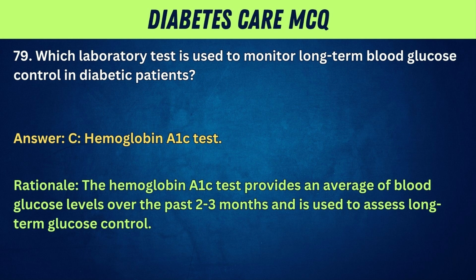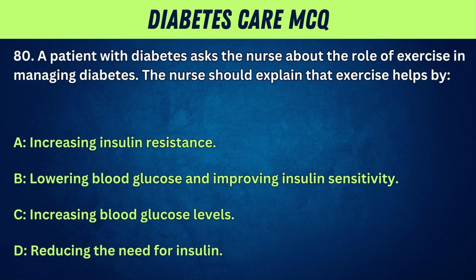Hemoglobin A1C test. Rationale: the hemoglobin A1C test provides an average of blood glucose levels over the past 2 to 3 months and is used to assess long-term glucose control. 80. A patient with diabetes asks the nurse about the role of exercise in managing diabetes. The nurse should explain that exercise helps by A. Increasing insulin resistance. B.